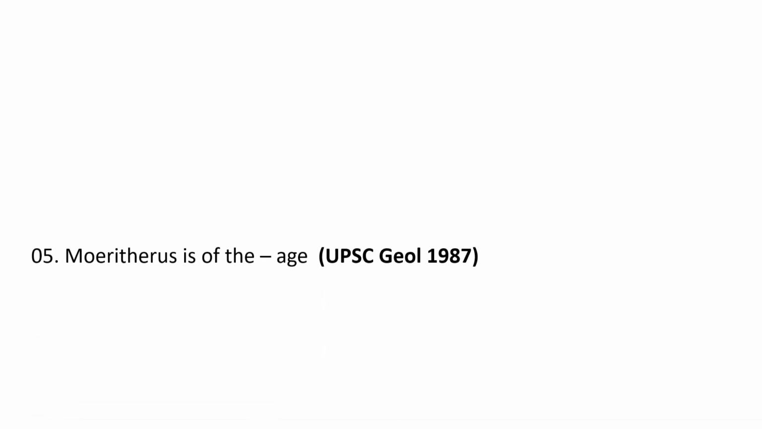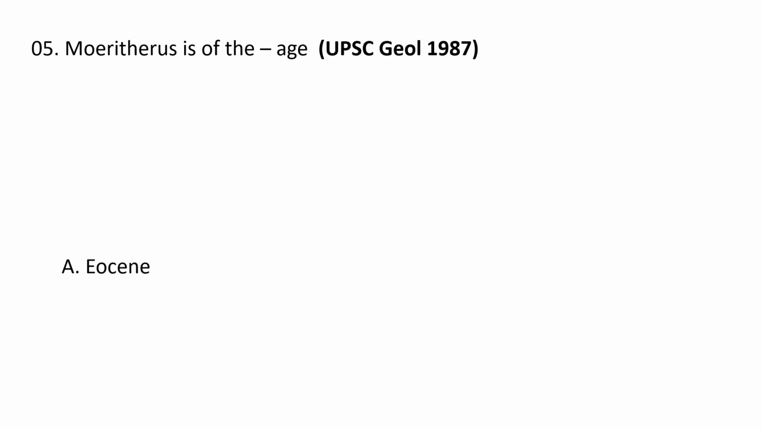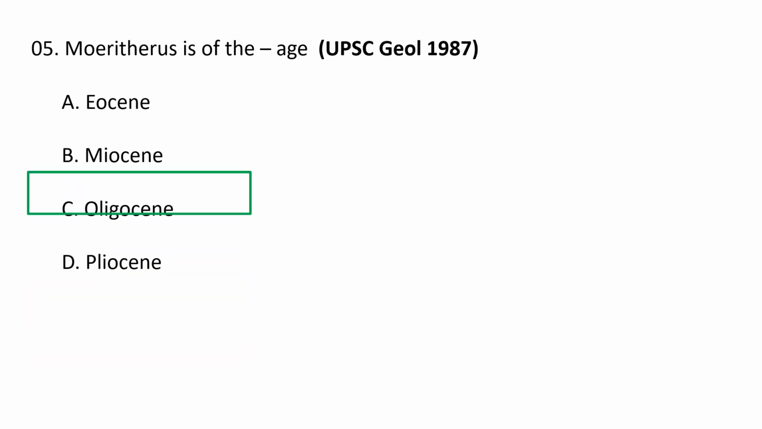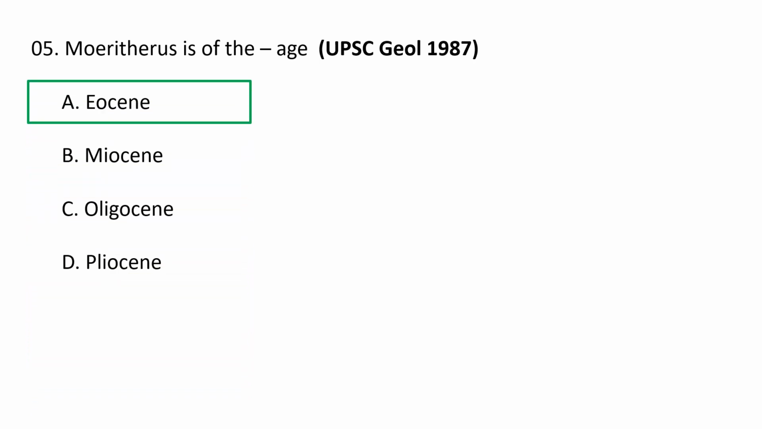Next question. Moeritherium is of dash age. A. Eocene, B. Miocene, C. Oligocene, and D. Pliocene. Moeritherium belongs to the Eocene age. It is an extinct genus of primitive mammals, and it represents a very early stage in the evolution of elephants, and its fossils are found in deposits dated to the Eocene epoch. So A. Eocene is the correct answer.